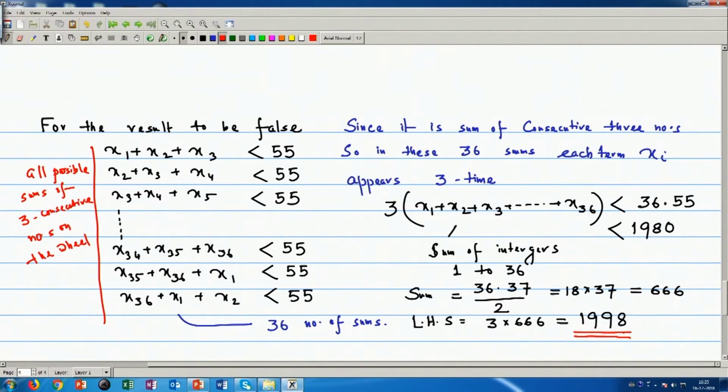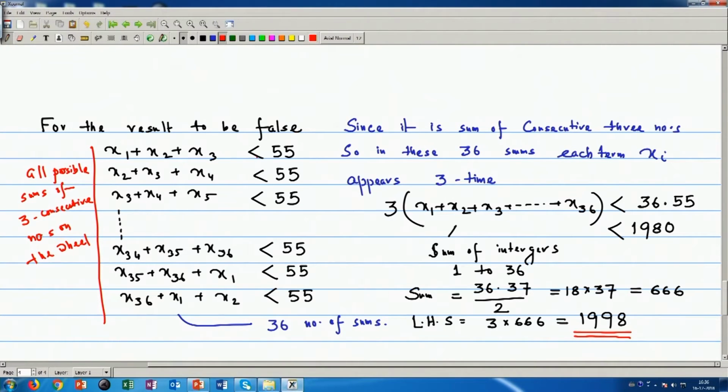But if this is the first statement we have assumed, that for the result to be false, each consecutive number must be less than 55, then the sum of 36 terms must be less than 1980. But what we see is that it should be 1998. So, that means our assumption is false, that is, the result cannot be false.